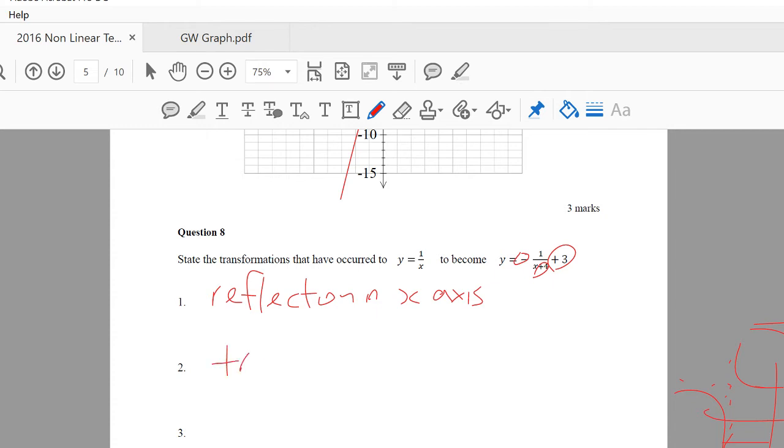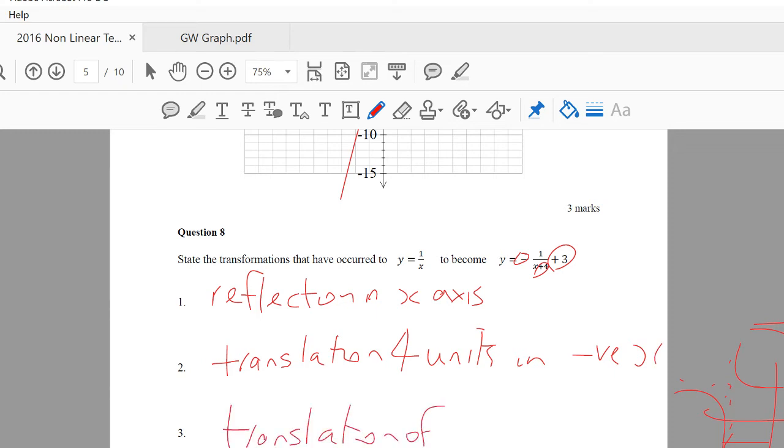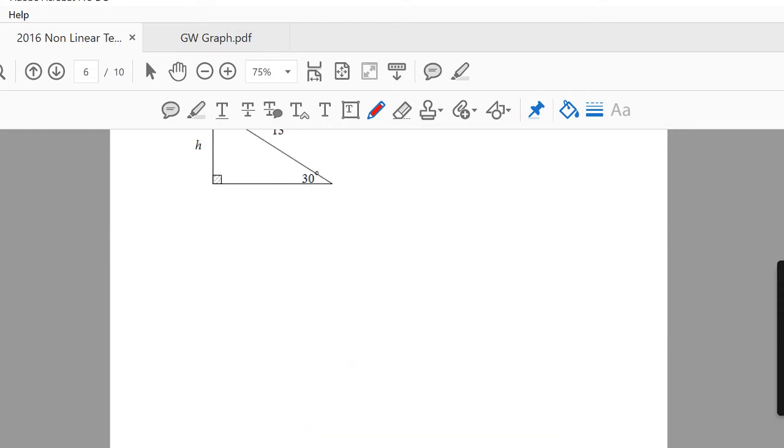So there's a translation of 4 units in negative x and a translation of 3 units in the positive y direction. And that would be the 3 marks for that one. So just basically stating what those numbers are doing is what's needed when it asks for what the transformations are.